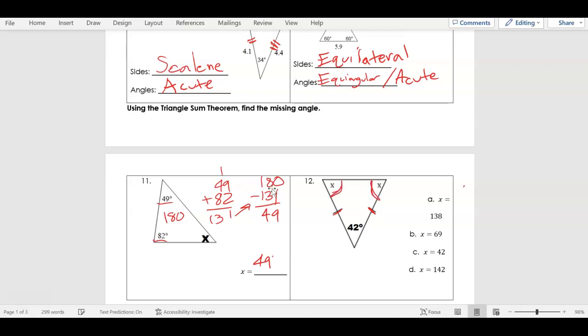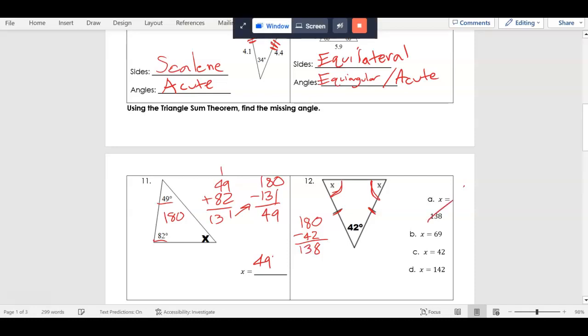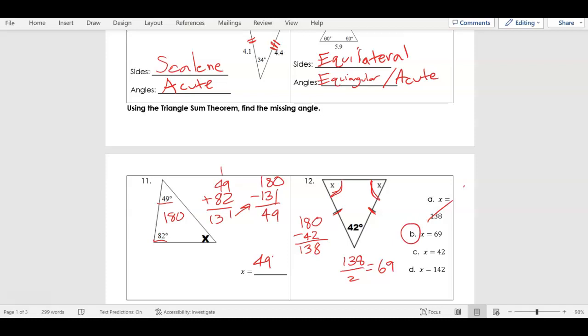Now, number 12, you see we have 2 equal sides, so we know that's 2 equal angles. That's the isosceles triangle theorem. So, if I only have one vertex angle, I can subtract that from 180. That'll give me 138. But 138 is not x, okay? These 2 angles have to add up to 138 degrees. So what are we going to do? If we know they're equal, we're going to take that 138 divided by 2, and we're going to get letter B. Each of these would have to be that to add up to 180 degrees.